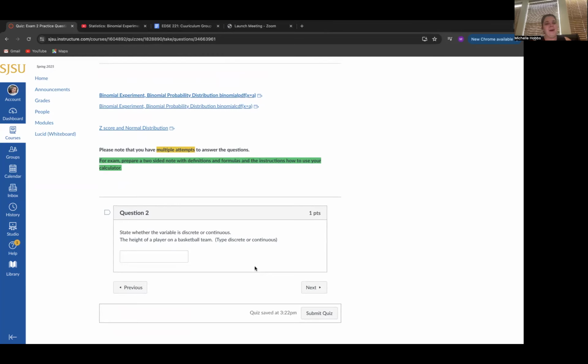Question 2: state whether the variable is discrete or continuous, the height of a player on a basketball team. I believe that this one is continuous, because the height can take on any value within a range rather than being limited to specific distinct values.